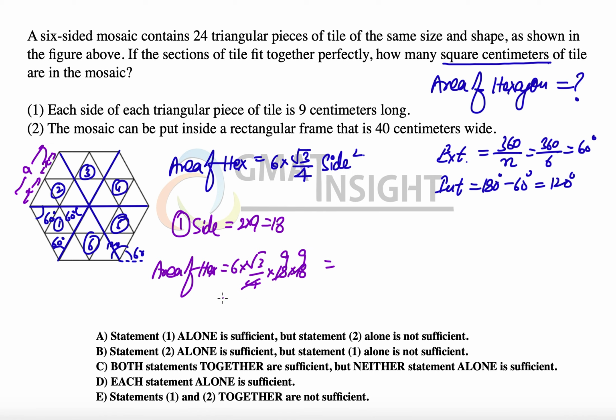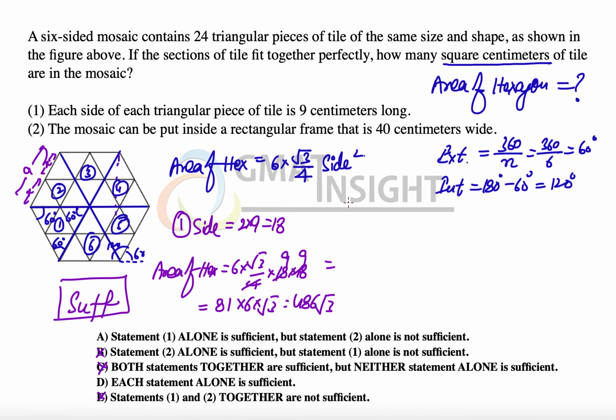So we can do the calculation, but we should simply say that this statement alone is sufficient to answer the question, and the answer is between option A and D. However, for the sake of clarity, I am just simply multiplying them. 81 multiplied by 6 times root 3 becomes equal to 486 root 3. Therefore, it is sufficient. Now, let's come to the second statement.